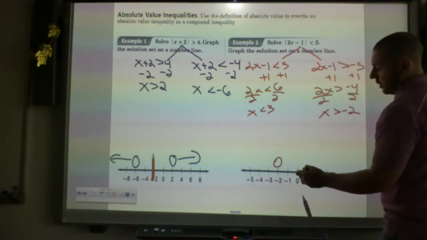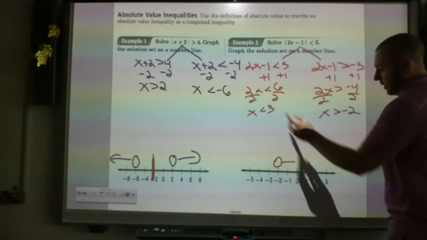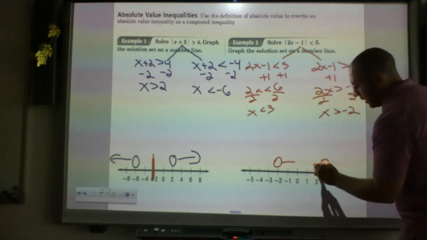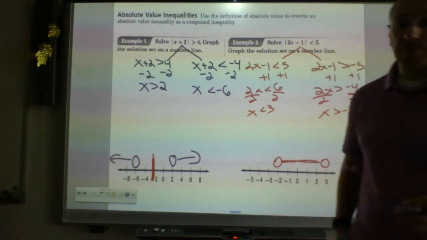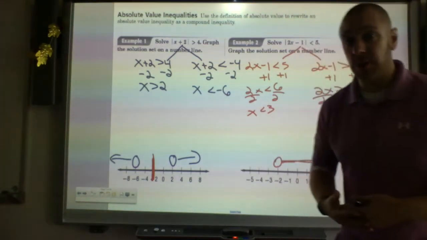Open circle, pointing this way, open circle, pointing this way. They connect, they form that AND statement. So it's a union of the two.